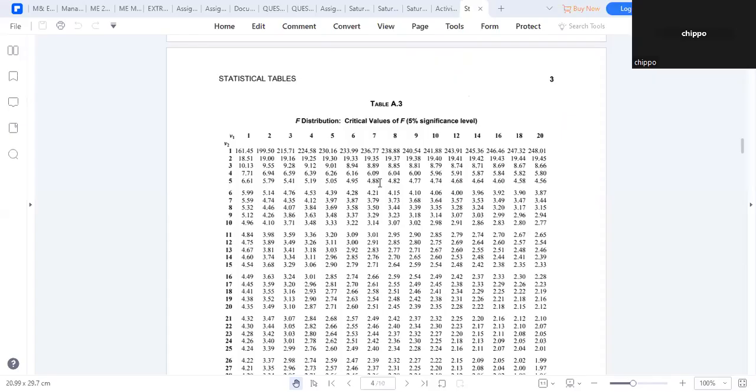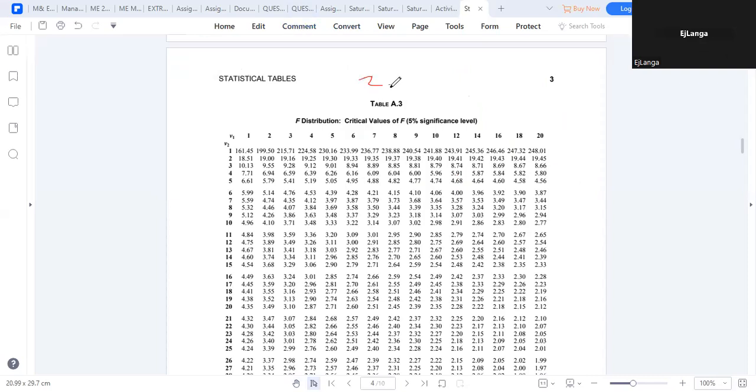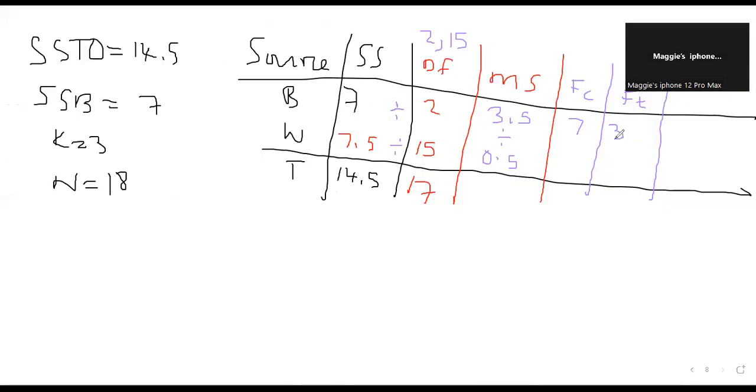3.68. So what are the coordinates? 2 comma what? 15. So 2 here, right? And 15 there. So what do we get? 3.68. Do we all agree? Yes. So here put 3.68.